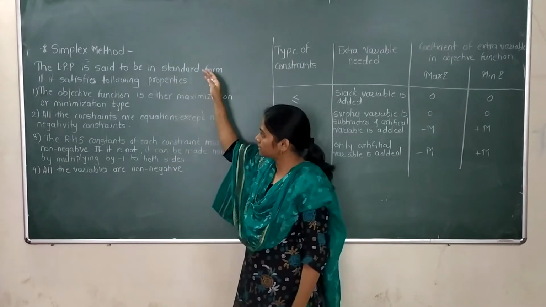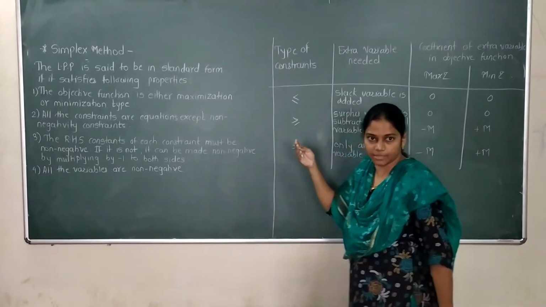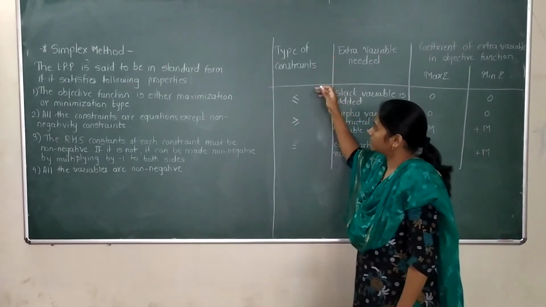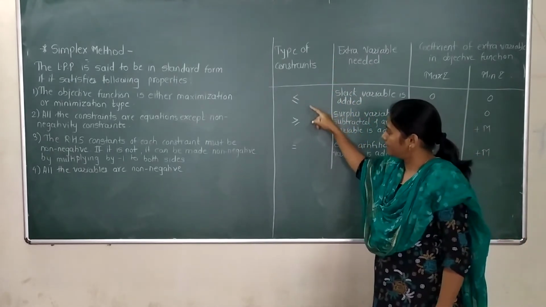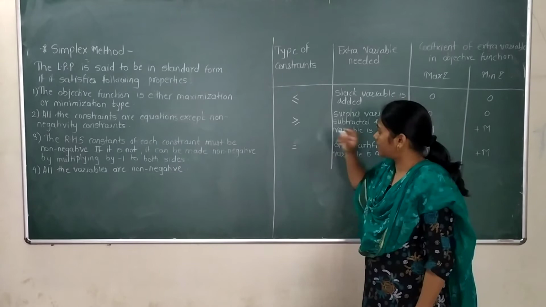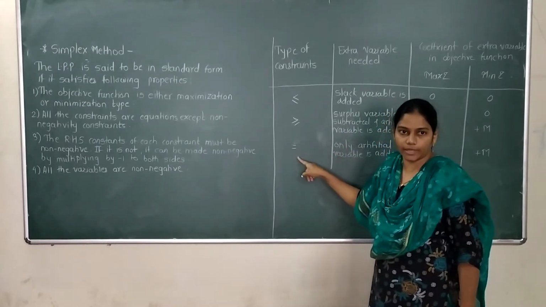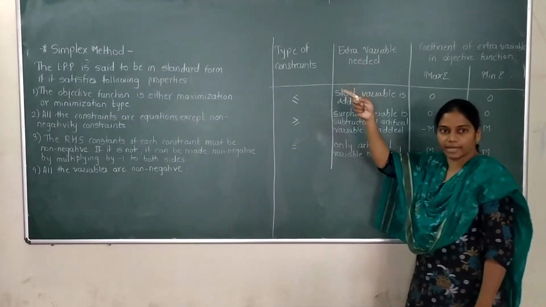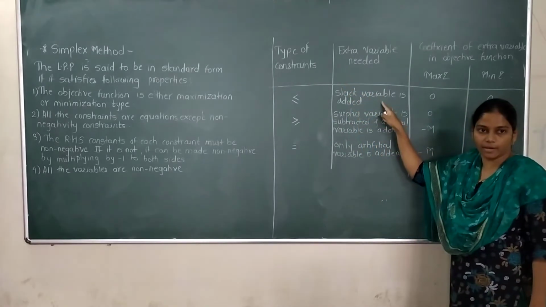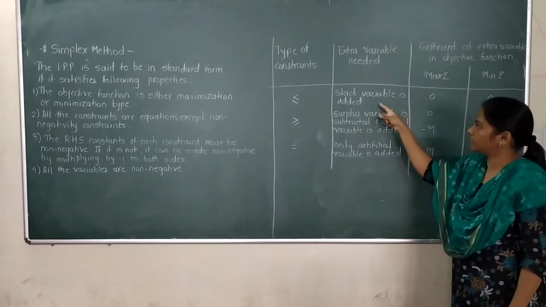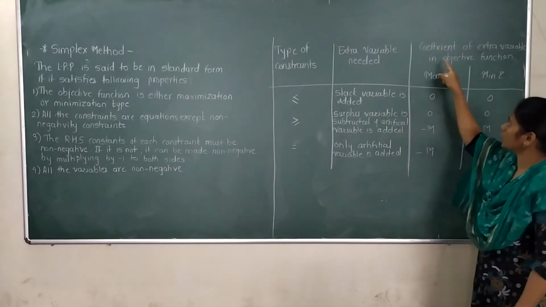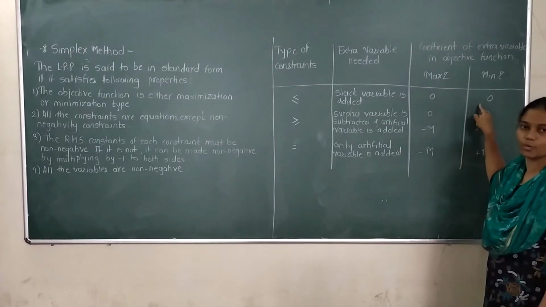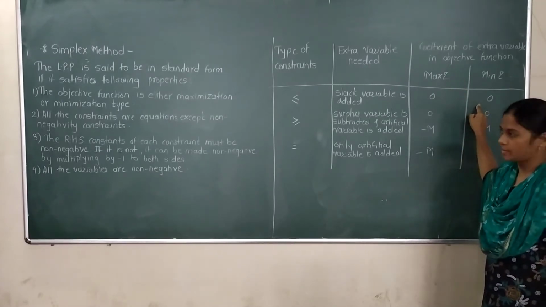So here in this standard form we need some extra variables. For that we have summarized the data. Our type of constraints may be of less than or equal to type, greater than or equal to type, or equal to type. If the constraint is of less than or equal to type, we have to add one variable which is called a slack variable. As it denotes the unused amount, the coefficient of that variable in the objective function is 0.